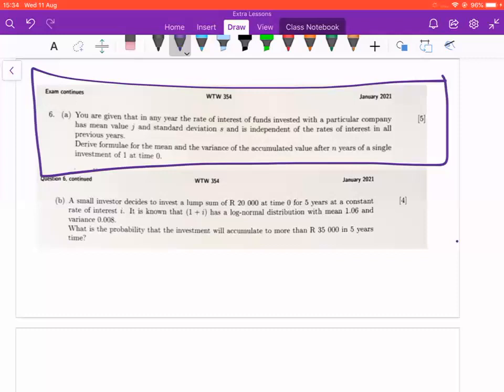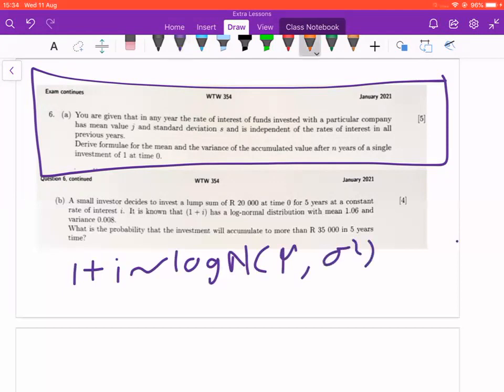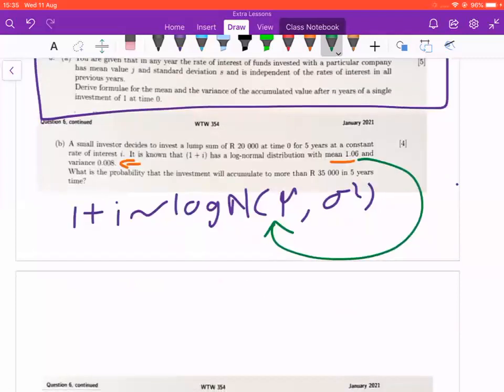So they tell you that 1 plus I has mu and sigma squared. When you have a question like this, it says that the mean is going to be 1,06 and variance is going to be 0,008. I know it is very tempting to just put these values directly here. So don't put them there. Remember that you will need to calculate them first.